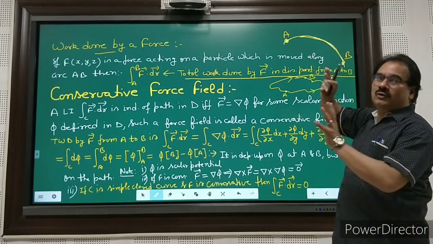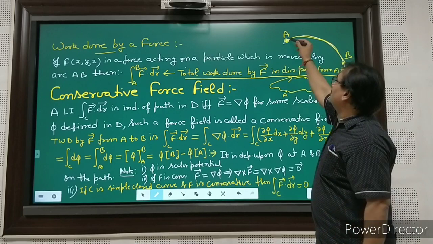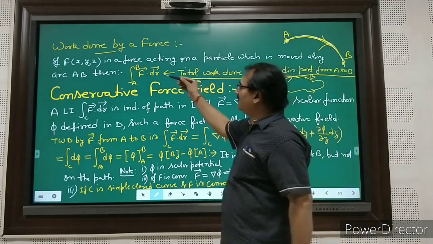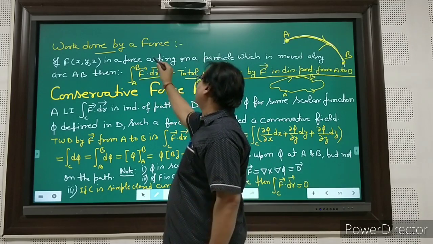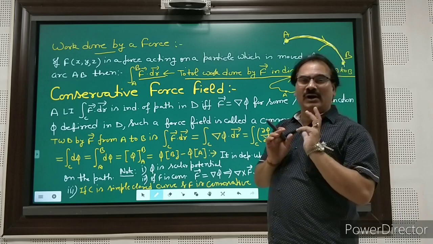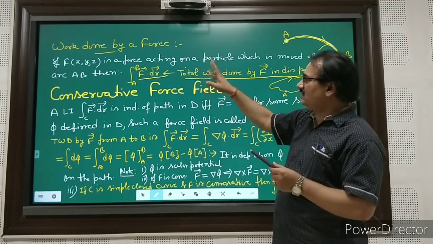Any force is required to displace the particle from A to B. So what is the force required? That is the integral from A to B of F dot dr. That is the total work done. To calculate the total work done, we will use this formula.